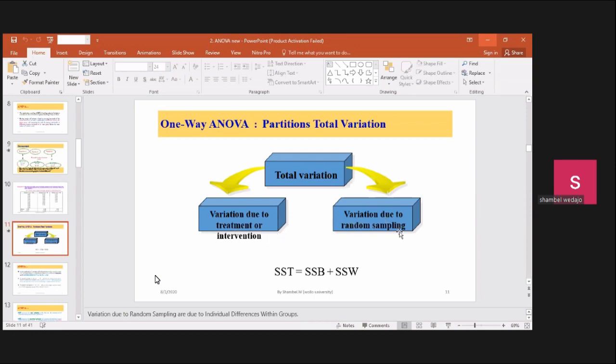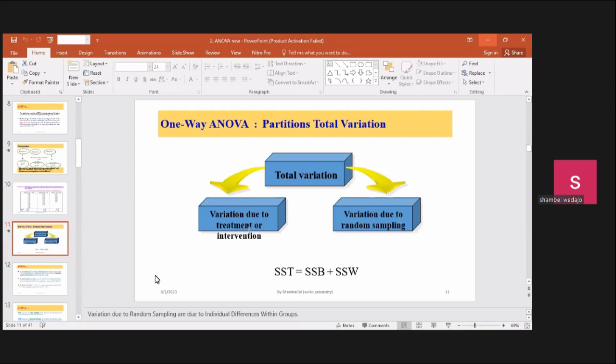ስለዚህ የቀጣዩን ብናየው total variation is equals to variation due to treatment or intervention as well as variation due to random sampling. A variation due to random sampling will not be zero; there is always a chance when you pick some individuals within a group, the probability of having variation from one individual to the other always exists. So this variation due to random sampling is unexplained variation or residuals or error.